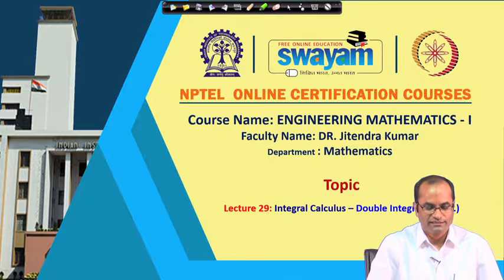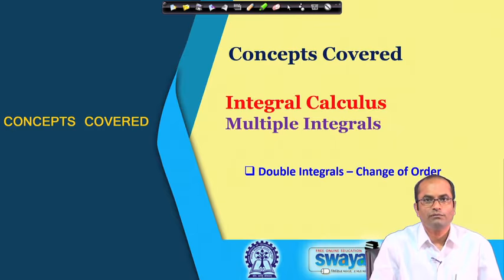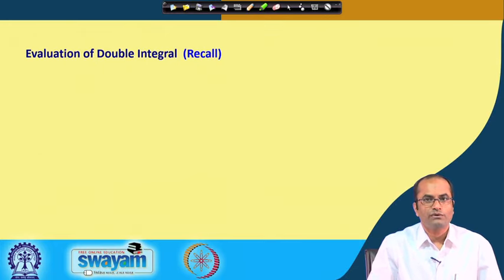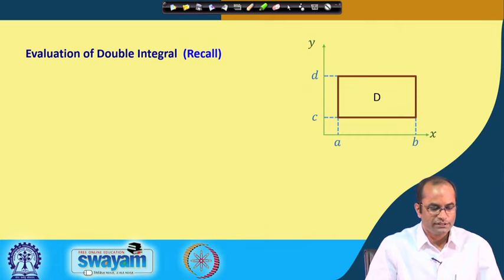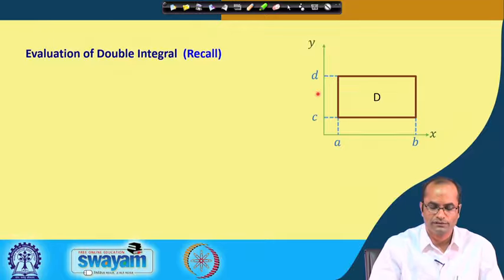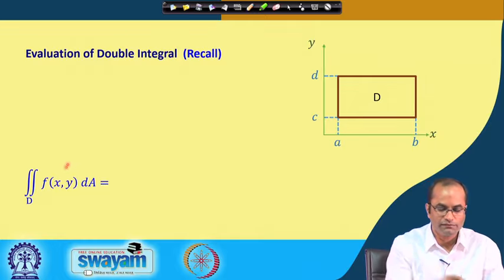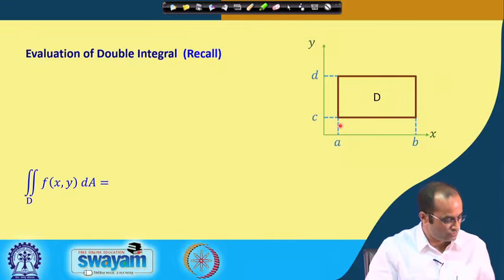So, welcome back. This is lecture number 29 on integral calculus, double integrals, and in particular we will be focusing on the change of order of integration in this lecture. Just to recall from the previous lecture, we have gone through some simple geometry. For example, if we take the rectangular domain of the function f(x, y), then the double integral we can evaluate by repeating the single integrals 2 times.